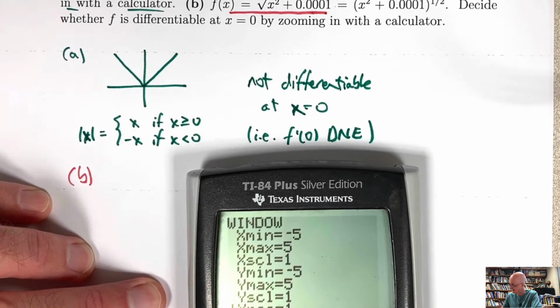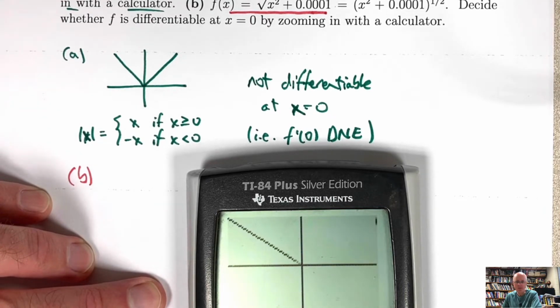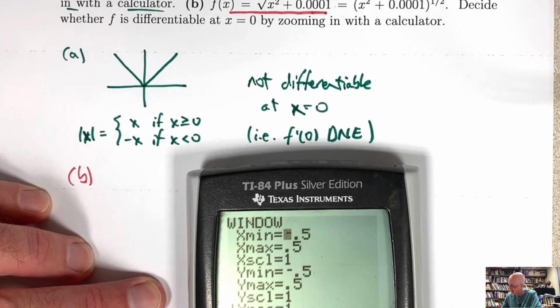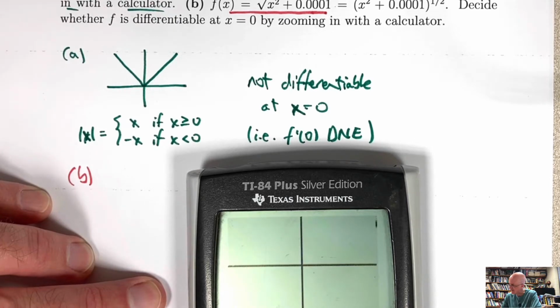Well, okay, let's do the same process we did before. Negative 0.5 to positive 0.5 in both directions. See if it looks any different. Looks pretty much the same, maybe, or maybe there's something funny going on there near 0. Let's try going in further. Negative 0.005 to positive 0.005. What do we see? We don't even see the graph anymore.